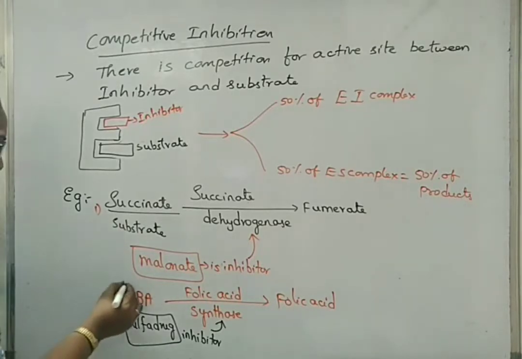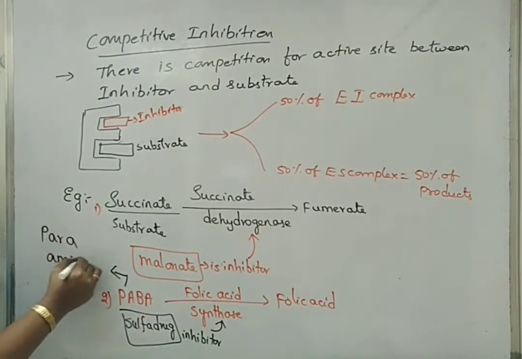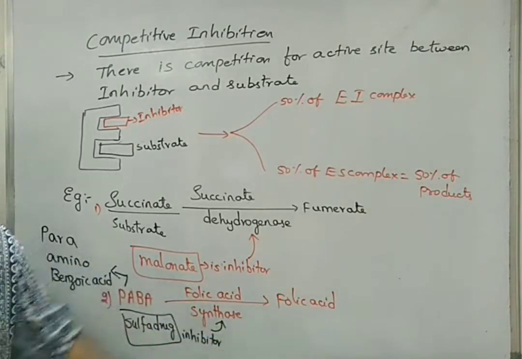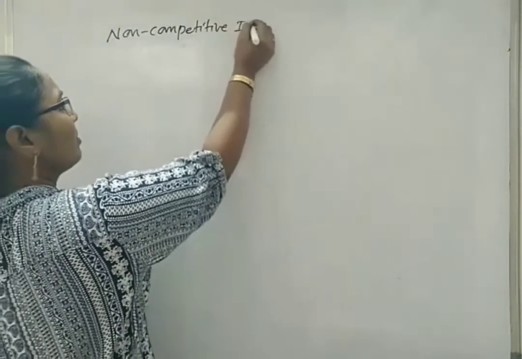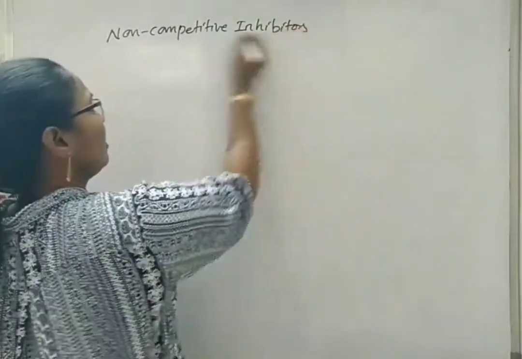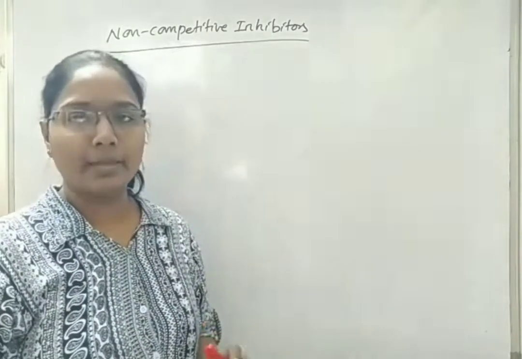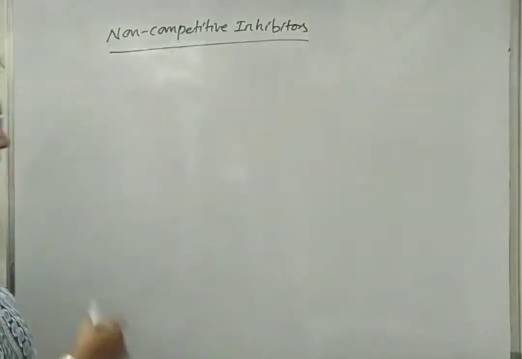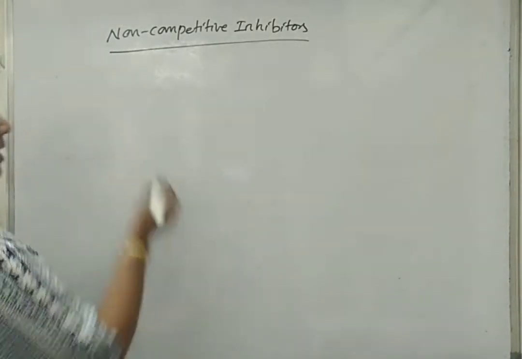What is full form of PABA? Para-amino benzoic acid. PABA means para-amino benzoic acid, precursor for the formation of folic acid. Here, again inhibitors are trying to involve in the reaction, but they are not binding at the active sites. They are binding at other place other than the active site and changing the shapes of active sites so that even 50% of the substrate also couldn't bind to the active sites.